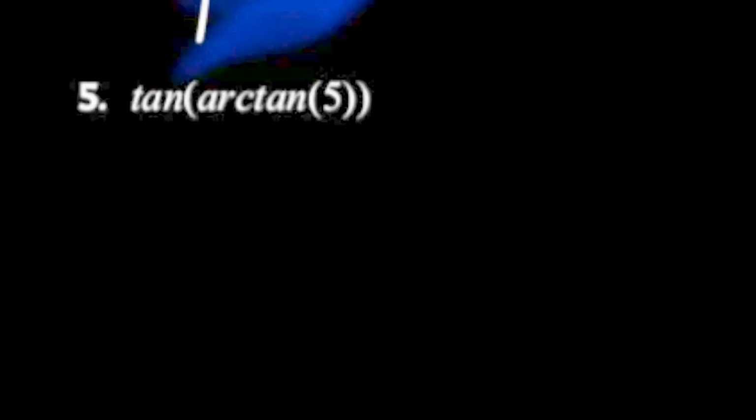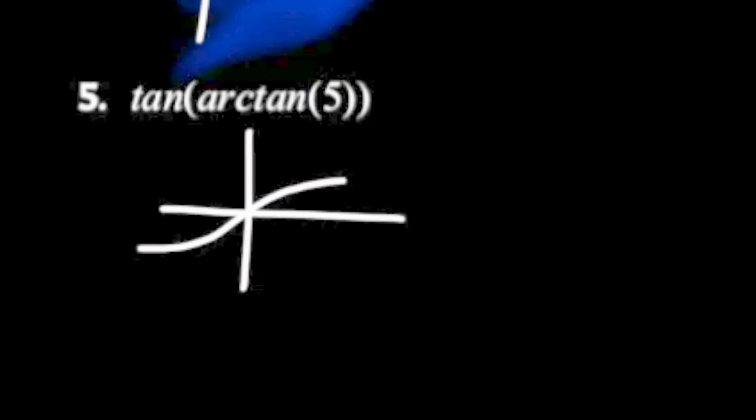Number 5 says tangent of arctangent of 5. And at first glance, it might seem like this isn't possible because, again, 5 is bigger than 1. But now we have to remember that the arctangent graph actually looked like this. It went to the left and the right forever. So its domain is actually all real numbers, and 5 is totally fine. That's just going to be somewhere over here on the graph.